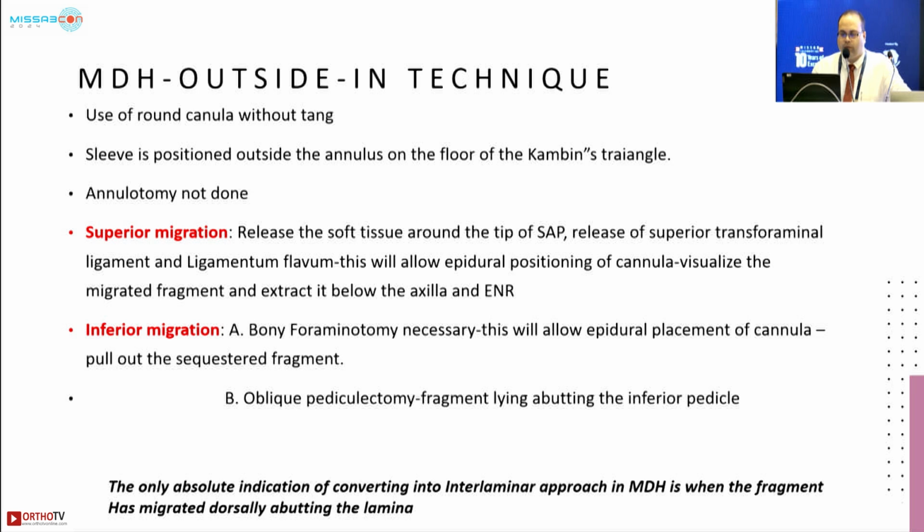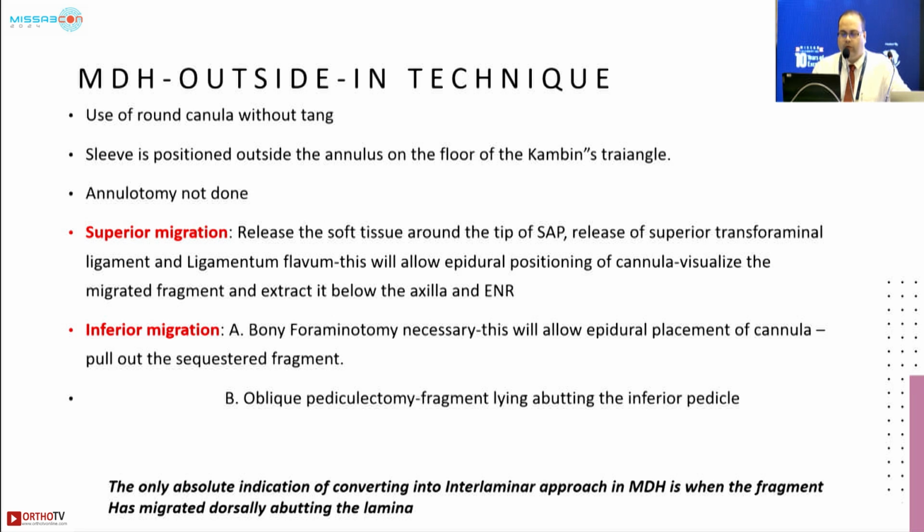Sometimes we can use an outside in technique in which we prefer the round cannula, and if it is a superior migration, we clear the soft tissues around the tip of the SAP, the ligaments, transforaminal ligaments, the flavum. This will help in epidural positioning of the cannula and visualize the migrated fragment so that we can tease it out from the axilla of the exiting nerve root.